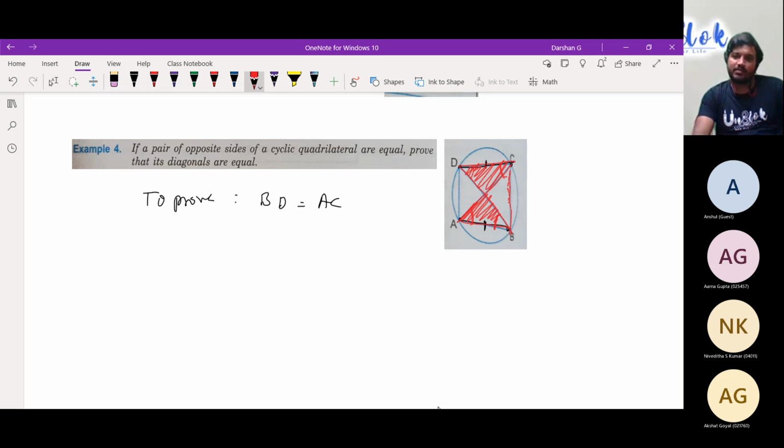triangles are congruent, by which I can prove that AO is equal to CO. I can prove AO is equal to CO. So now I have to prove diagonal AC is equal to BD.